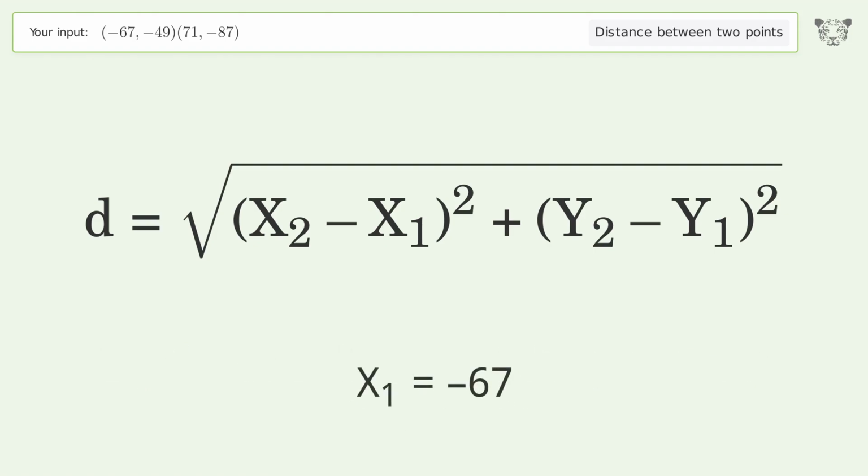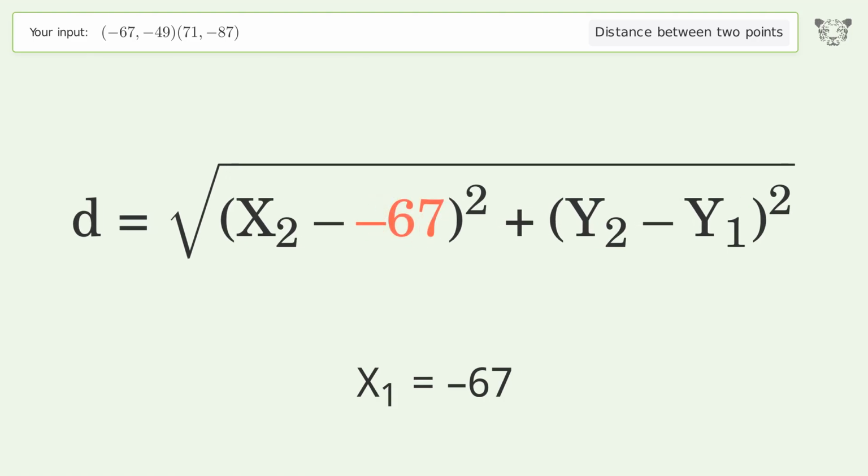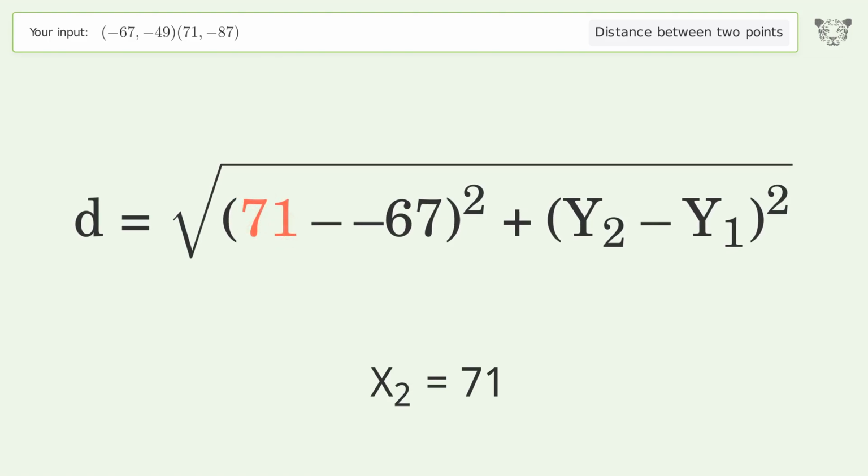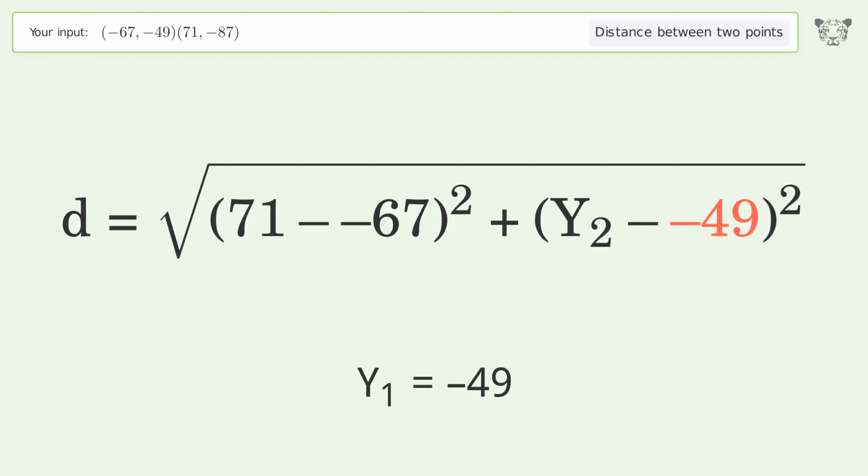x1 equals -67. x2 equals 71. y1 equals -49. y2 equals -87.